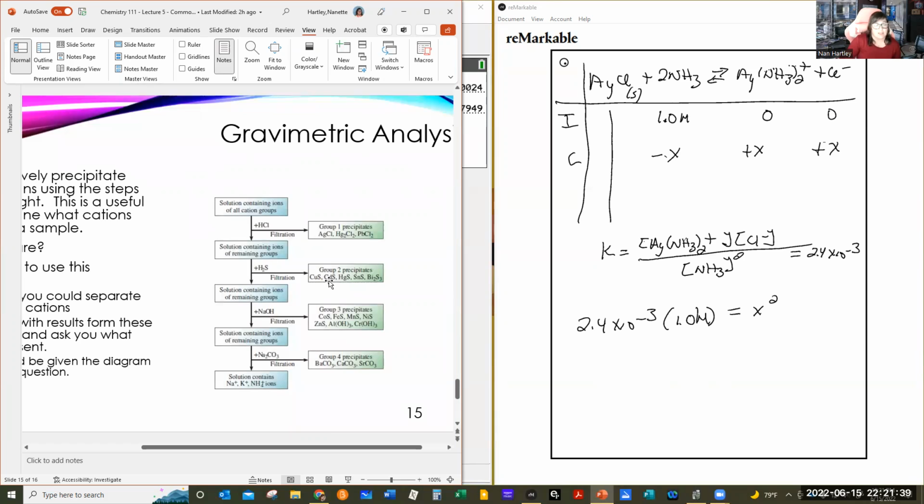So CuS, CdS, HgS, SnS, and Bi2S3. We then take the rest of that and add NaOH, and that's going to precipitate out a whole bunch of other things. And then we can add Na2CO3, and that's going to give us the last group. Okay, so that's one of the ways that we can look at this.